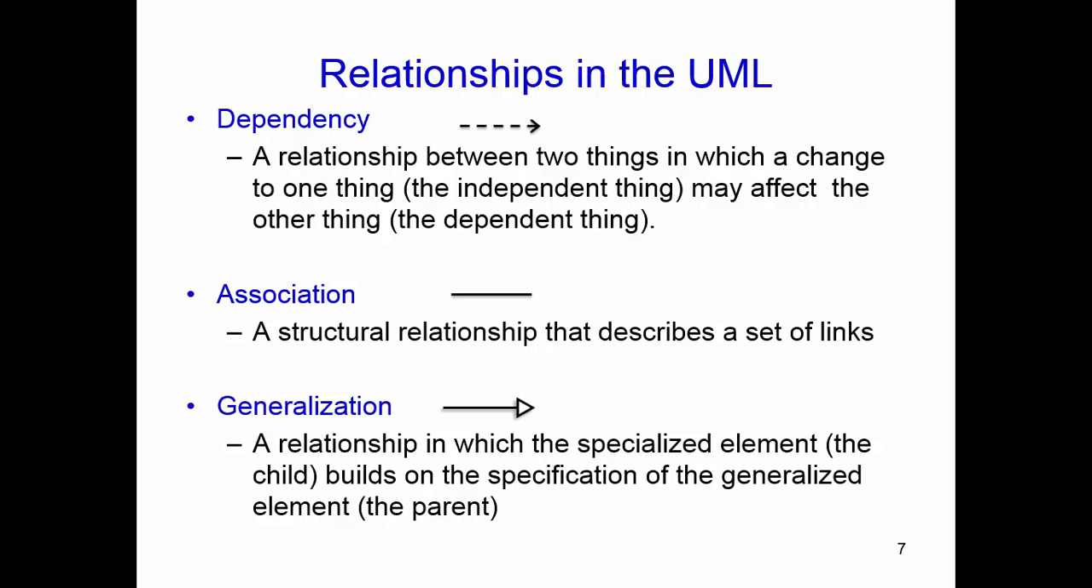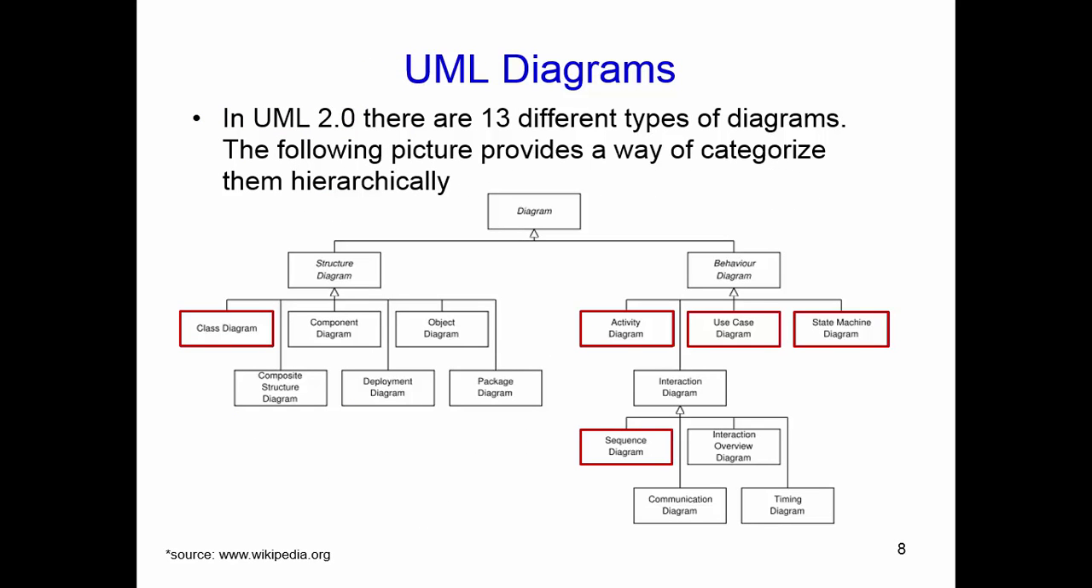And I'm going to show you some examples. So there are 13 different types of diagrams in UML. The following pictures provide a way to characterize or categorize them in a hierarchy. At the top level, there are structure diagrams and behavior diagrams. So you see there are 13 of them. We're going to focus on those that are highlighted in red.